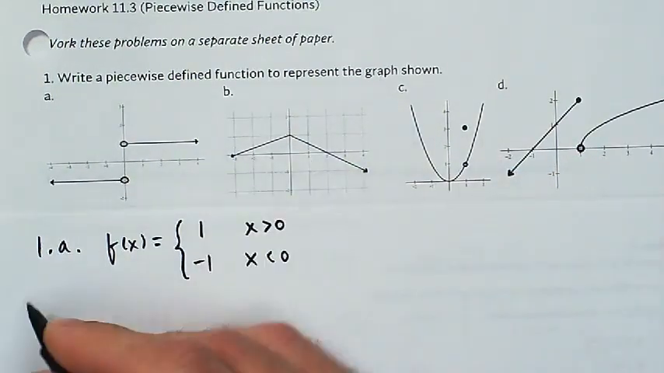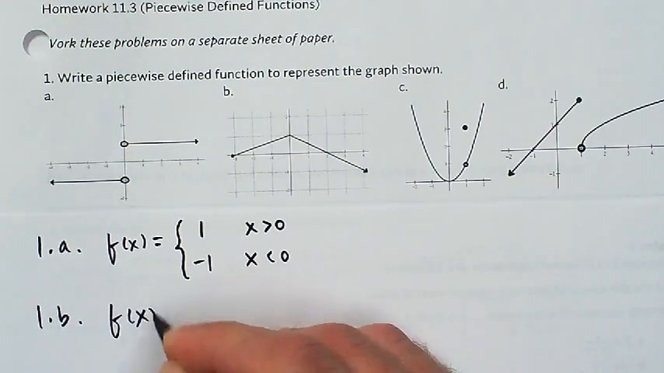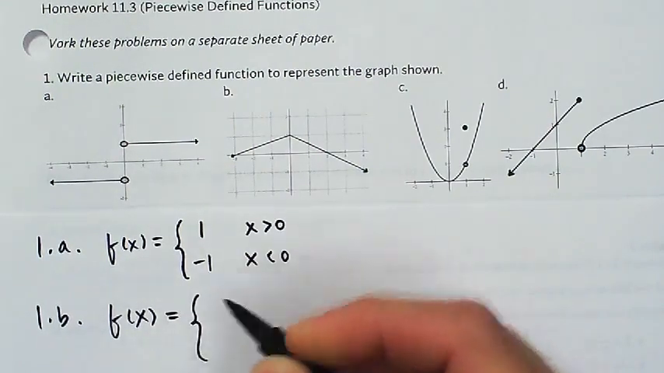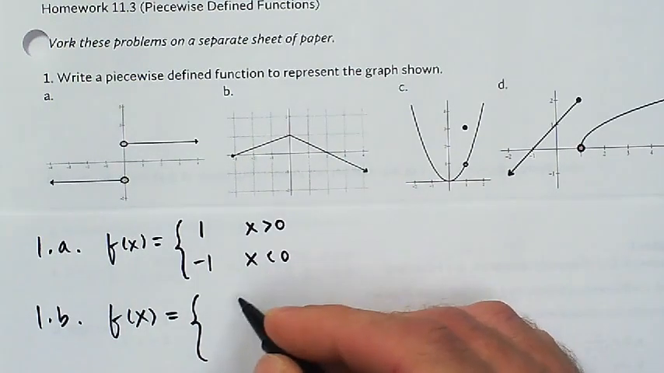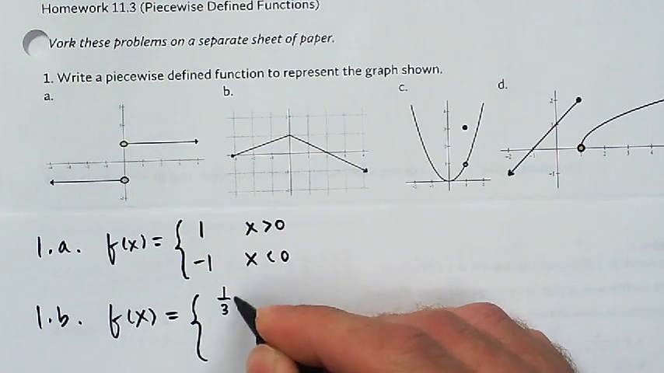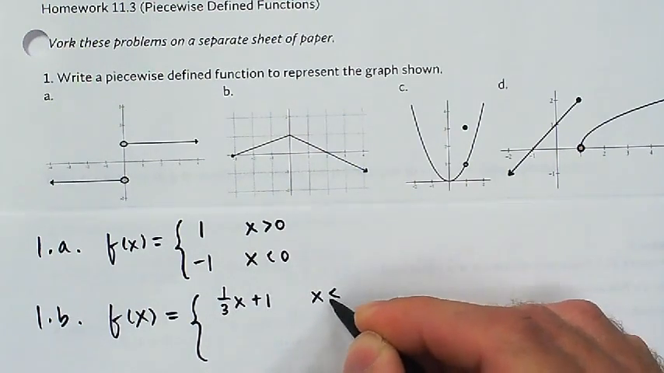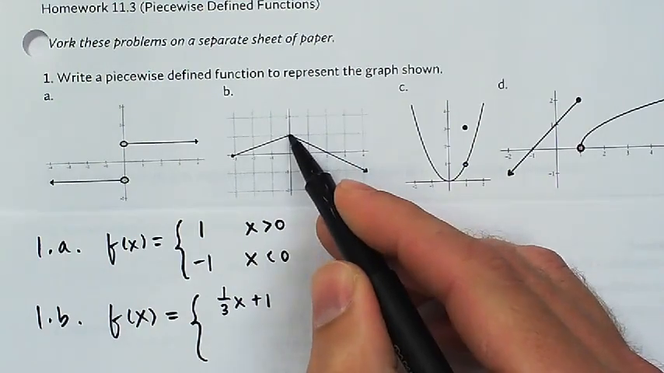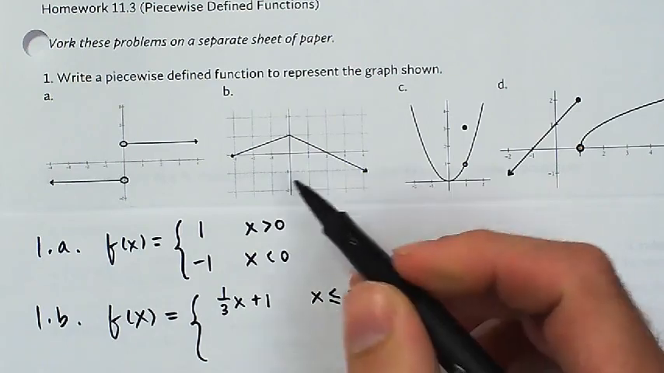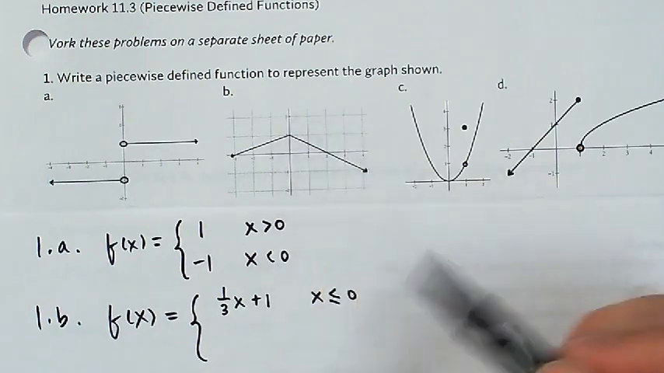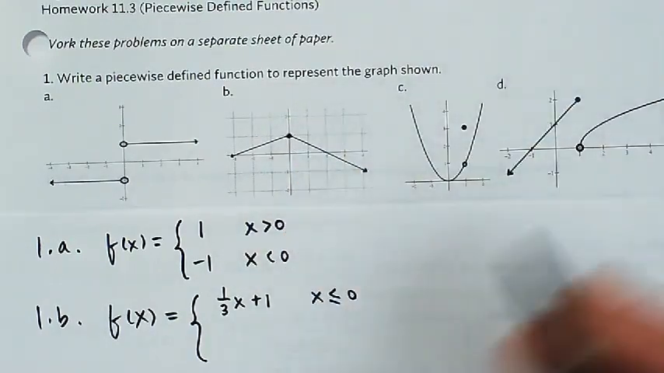And then for b, I've got two lines, so I'll have to maybe be a little more careful. This has got a slope of 1/3 and a y-intercept of 1, so 1/3 x plus 1 when x is less than or equal to 0. Okay, either one of these could be less than or equal to or greater than or equal to. Probably both of them could since it's going to the same point, but I'm just going to only choose one. But it doesn't really matter which one because we have this shared point there.